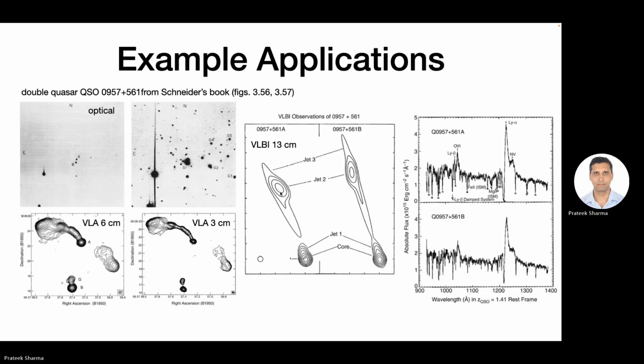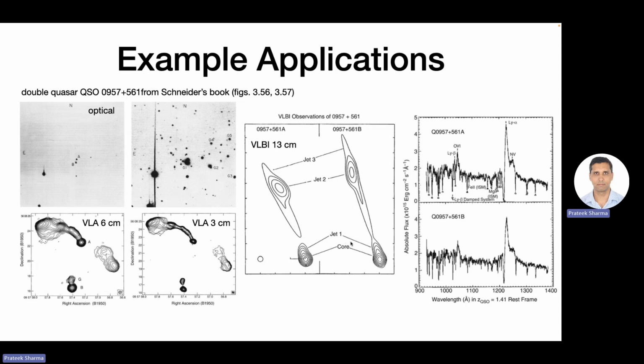This is the same quasar, but if you use something called very long baseline interferometry. So instead of using a single radio array, you use radio telescopes spread out over the Earth, just like the Event Horizon Telescope is doing. It's using a radio telescope spread out over the whole Earth to get super high resolution. So this now is B and this is A, zoomed in very close.